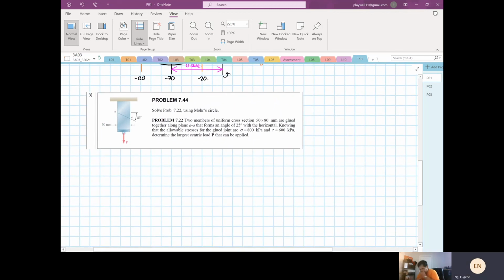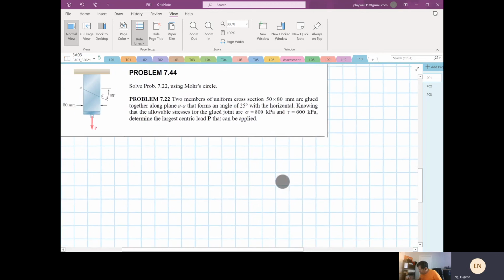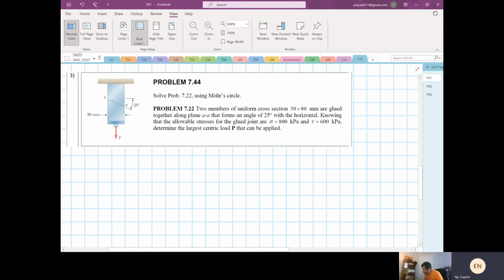We're going to solve this using Mohr circle. The two members of uniform cross section 50 millimeters by 80 millimeters are glued along plane AA that forms an angle of 25 degrees from the horizontal. Knowing that the allowable glue joints are 80 kilopascal and the shear is 600 kilopascal, determine the largest centric load P that can be applied.